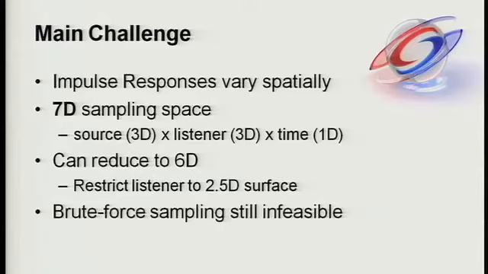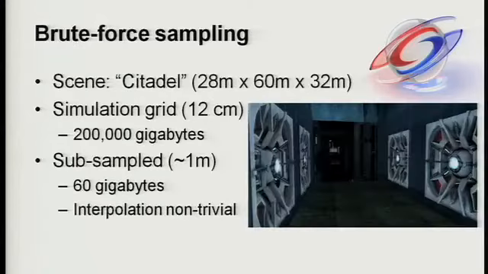But even after the 6-dimensional reduction, the brute force sampling is still infeasible. To give you a quick intuition, let's consider this scene, the Citadel scene, which I'll be demoing later. If we do brute force sampling on this scene, on the grid on which the simulation is performed, it would take 200 gigabytes to store all the results. This is clearly infeasible. Even if we subsample the spatial grid at about a 1 meter resolution, it still takes 60 gigabytes. And it introduces another problem, which is how to interpolate the impulse responses recorded on this coarse grid.